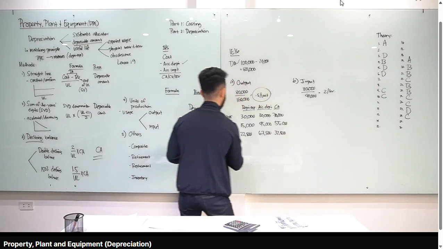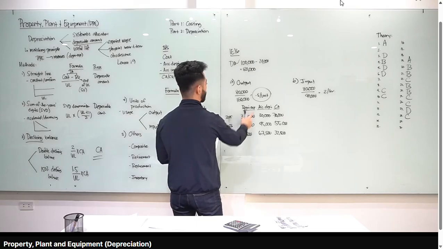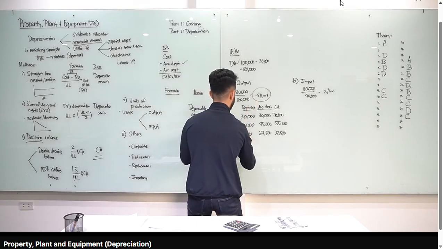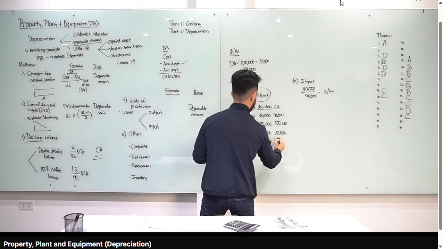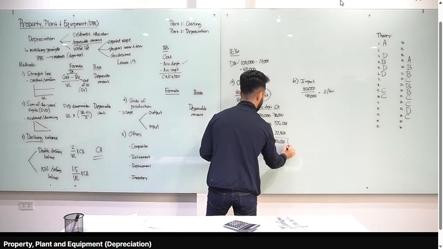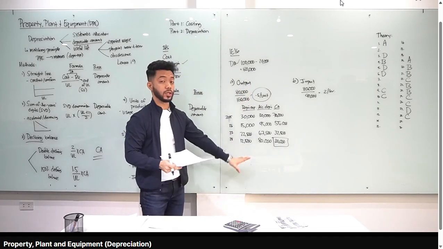And then last year natin, 2028, ilan yung na-produce natin? 25,000 times 0.5, that is 12,500. 12,500 plus 67,500, this is 80,000. 100,000 minus 80, that is 20,000. At the end of its life, kung makikita mo, yung carrying amount natin is equal to residual value.